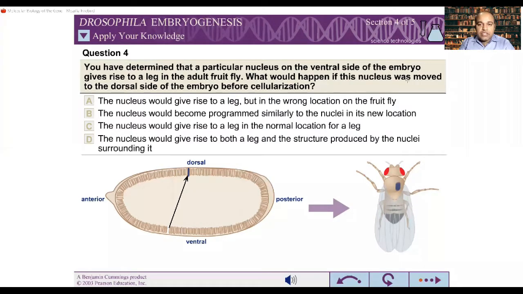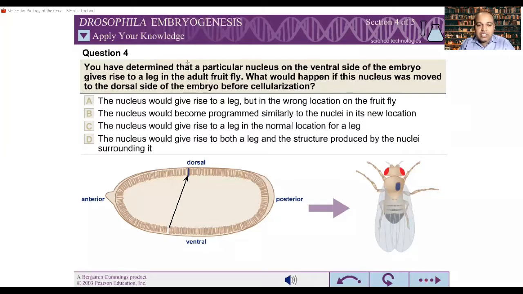What would happen if this nucleus was moved to the dorsal side of the embryo before cellularization? Even before cellularization, if this nucleus was being transferred, then what is going to happen? The nucleus would give rise to a leg, but in the wrong location. So if this was forming the leg, then it will form the leg in the wrong location. The nucleus would become programmed similar to the nucleus in the new location. The nucleus would give rise to a leg in the normal location of the leg. The nucleus would give rise to a leg and the structure produced by the nucleus surrounding it. No, because this is the nucleus.